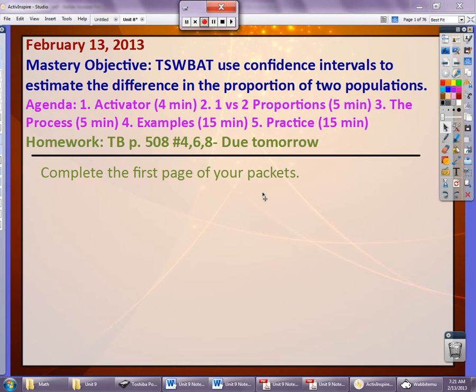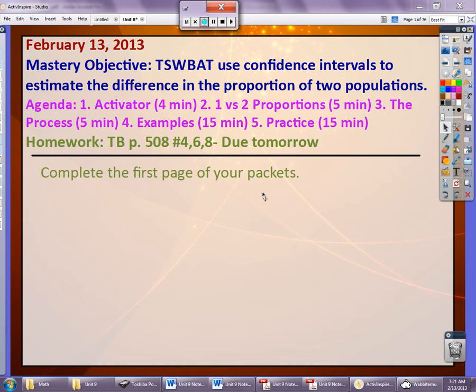So we do have an objective today. You do need to get out your warm-up sheets that you have, and don't forget on Friday I'm going to be collecting these. Your mastery objective today is to use confidence intervals to estimate the difference in proportion of two populations, which is the beginning of Unit 9, our next unit. You do have a homework assignment tonight in your textbook, which will be over the notes that we do today. That's on page 508, number 4, 6, and 8.